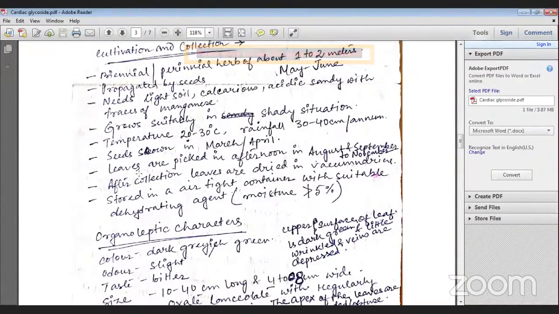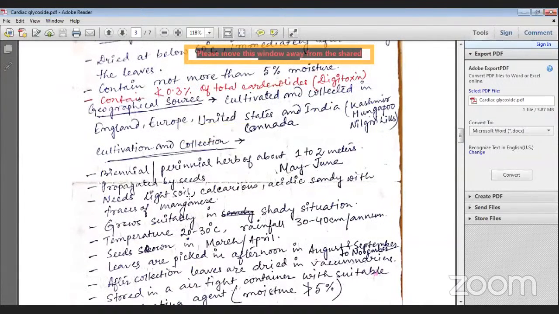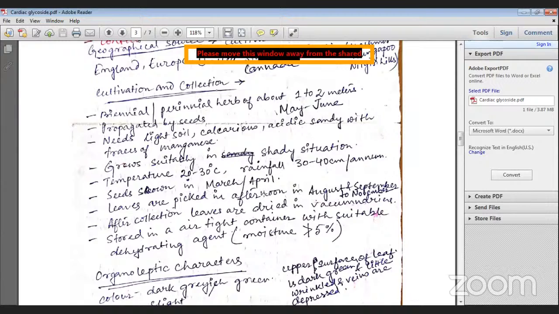Basically, digitalis is a perennial herb about 1 to 2 meters in height. It is normally found in India in the hilly areas like Kashmir and the Nilgiri Hills, and apart from India, it is found in England, Europe, the United States, etc. Digitalis is a herb and it requires some standard conditions for cultivation.